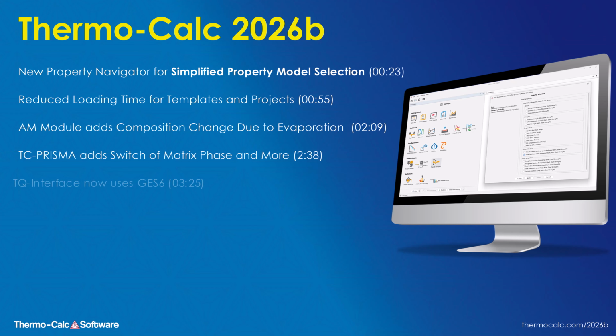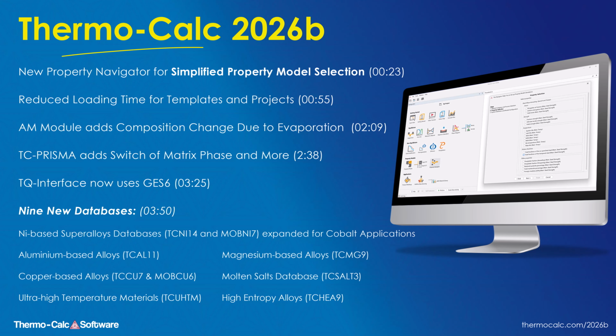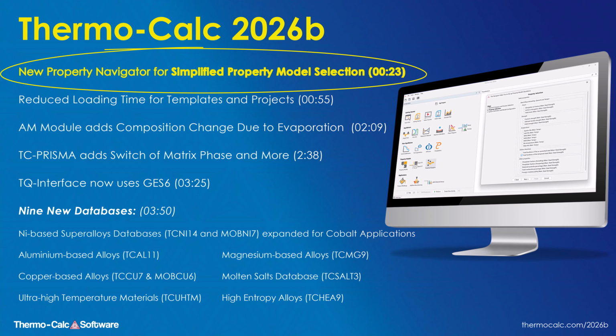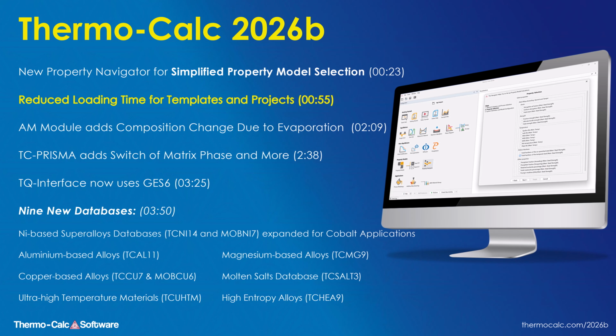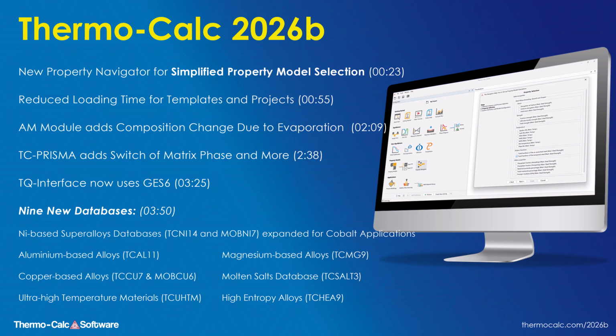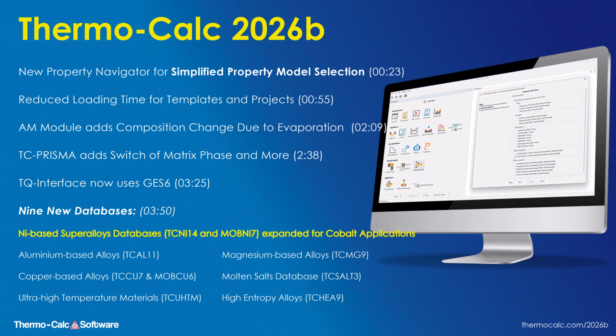Introducing Thermo-Calc 2026B, featuring a Property Navigator for simplified property model selection, reduced loading time for projects, and 9 new databases, including the expansion of the nickel-based superalloys database to also apply to cobalt-based alloys and superalloys.